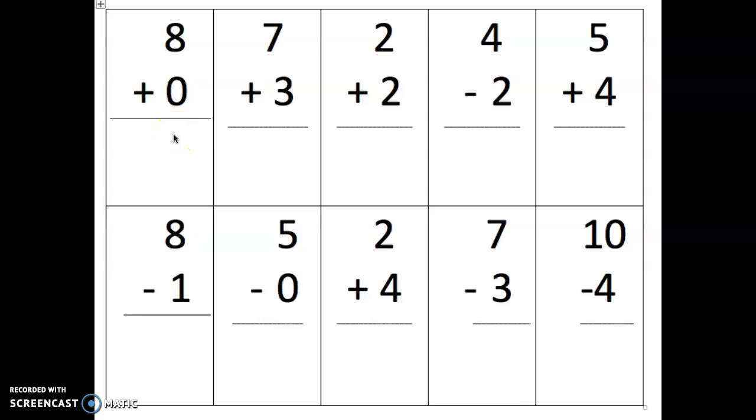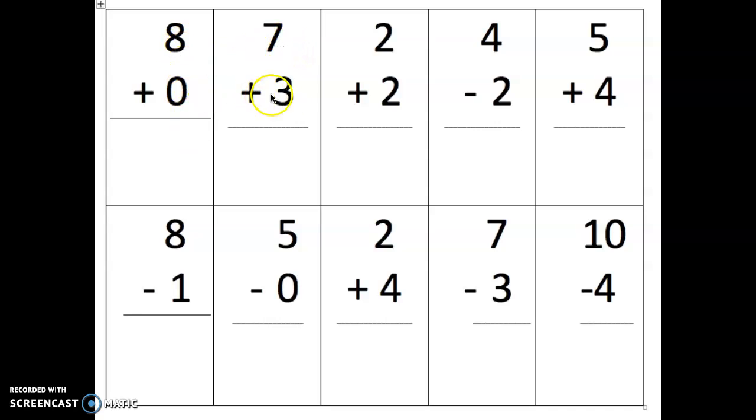After you read what it says with the answer, you are going to tell what strategy you use to solve this. So for example, 8 plus 0 equals 8. I know that's 8 because whenever there's a 0 that I'm adding or subtracting, the number stays the same.